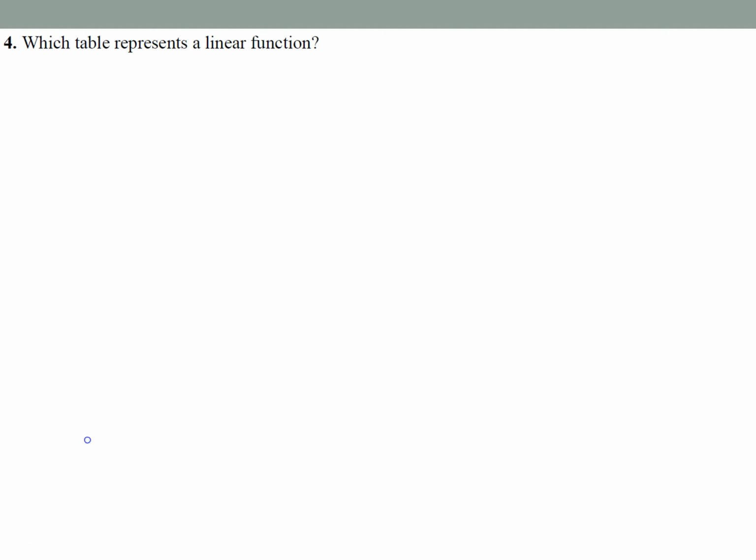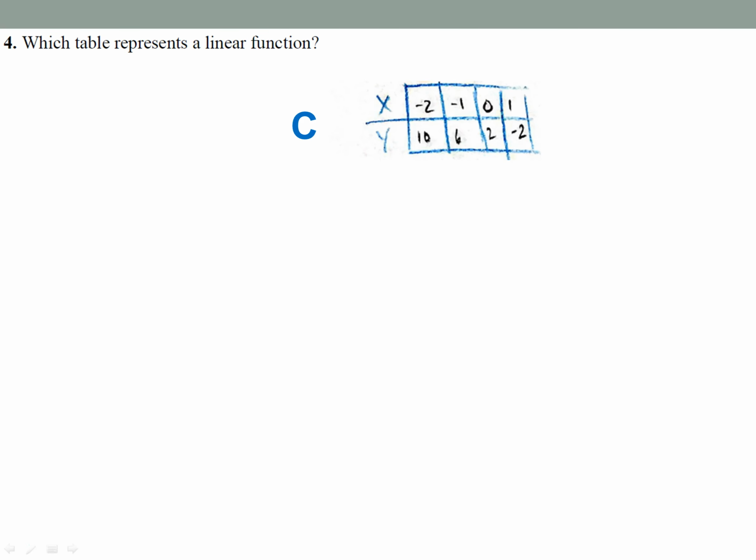All right. Number 4. What table represents a linear function? Okay, so there's a lot of table actions going on here. I'm going to look at C. If I'm looking at C, I see that on the x's, I am actually just consistently adding positive 1. And on the y side, I am consistently subtracting the same term, which is negative 4.